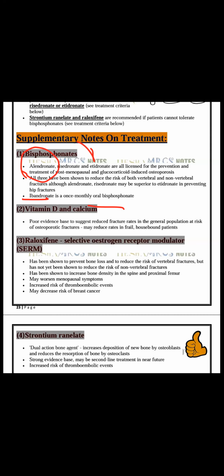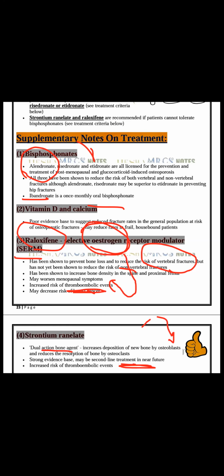Raloxifene, a selective estrogen receptor modulator, can be used especially in vertebral fracture, but not in non-vertebral fracture. Take care, I am giving the patient estrogen, so it may worsen the menopausal symptoms, increase the risk of thromboembolic events, and also increase the risk of ovarian and uterine carcinoma. Strontium ranelate, which has a dual agent action, stimulates the osteoblasts and inhibits the osteoclasts. But it also increases the risk of thromboembolic events, especially like raloxifene.